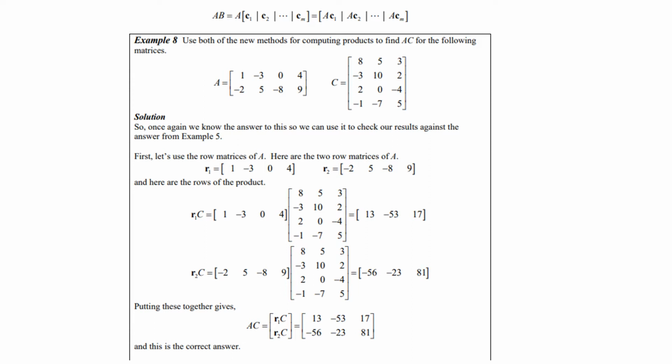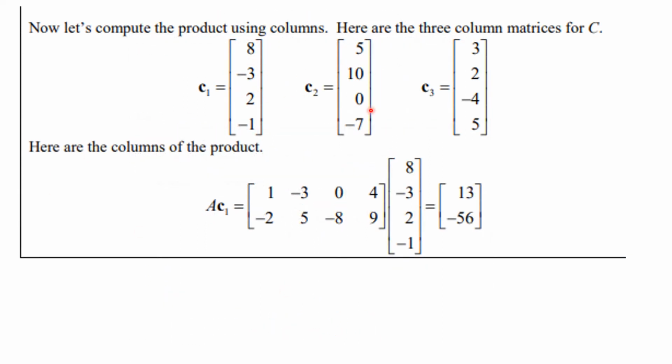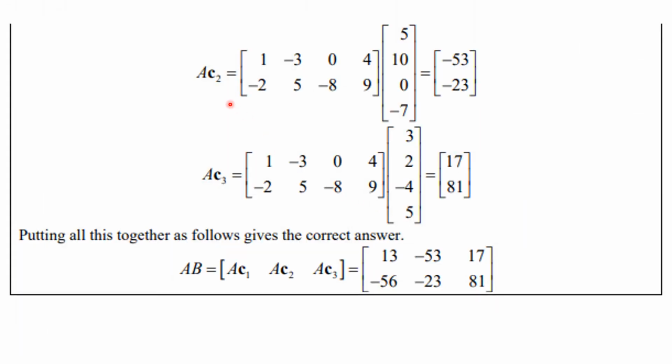Now, we were supposed to do it another way as well. And so let's do it using the columns. Now, these are the columns that we have. And so A times C1 is going to be, and you can see how to do it here, 1356 minus 56. A times the second column is going to be this, and A times the third column is going to be this. So if we put it all together, you see that we get the correct answer yet again. So these are additional ways to compute the product of two matrices.